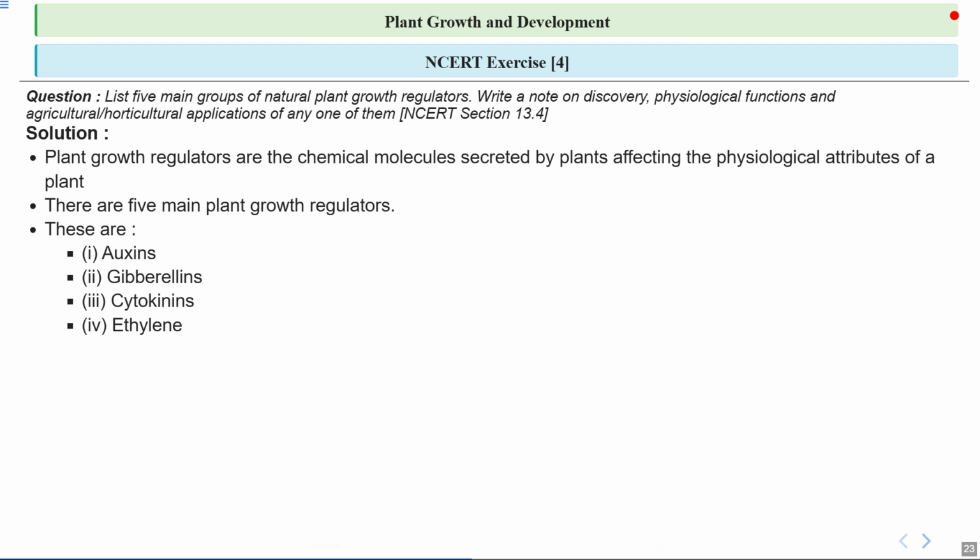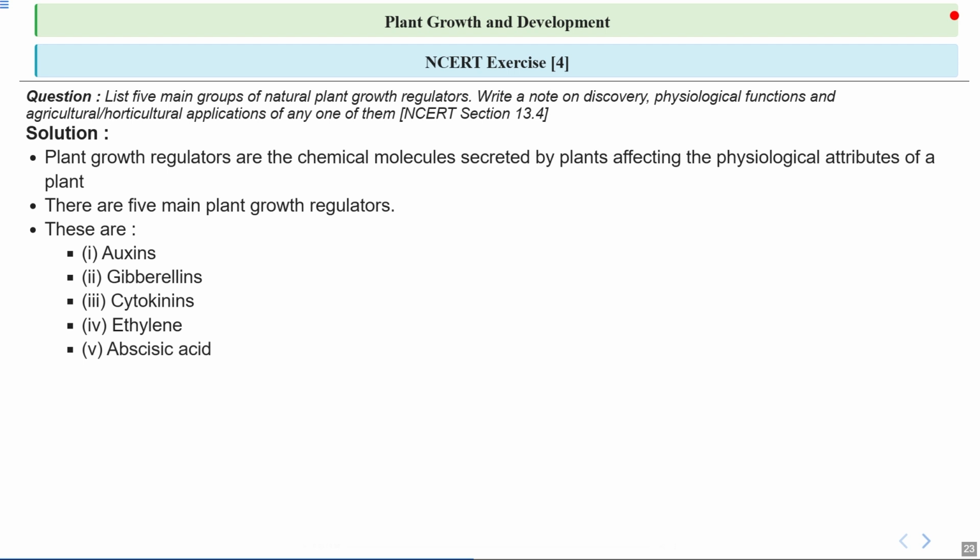Fourth is ethylene. Ethylene is just opposite to cytokinin. Cytokinin keeps the leaves or organs young, but ethylene is involved in ripening. It is a gaseous hormone that controls fruit ripening and leaf abscission. If you've ever seen bananas ripen quickly when kept together, that's ethylene at work. Due to its gaseous state, it is more impactful.